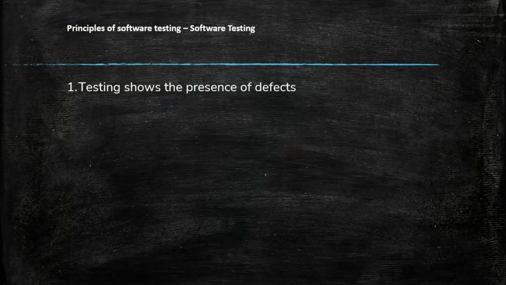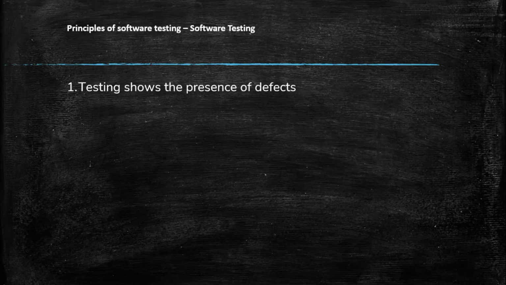The first one, testing shows the presence of defects. The goal of software testing is to make the software fail. Software testing reduces the presence of defects. It talks about the presence of defects and doesn't talk about the absence of defects. So we must get errors or defects. We don't search to show there are no defects. We test to get any failure.